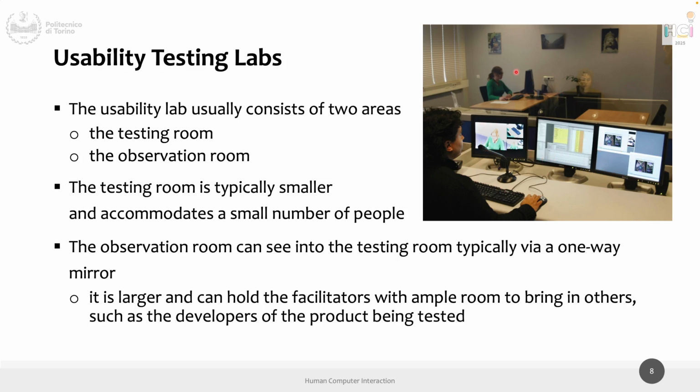In this kind of lab, the testing room is typically smaller and accommodates a small number of people, typically 1 or 2, while the observation room, behind the one-way mirror, is larger. It holds the facilitator with other people, such as the developer that created the product being tested, or other people who help the facilitator take notes and further observe what's going on in the other room.